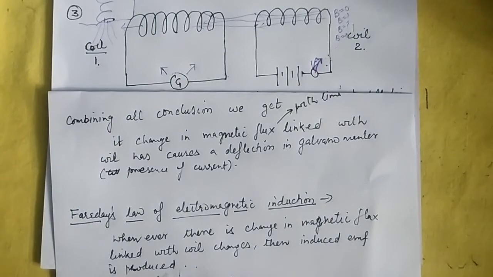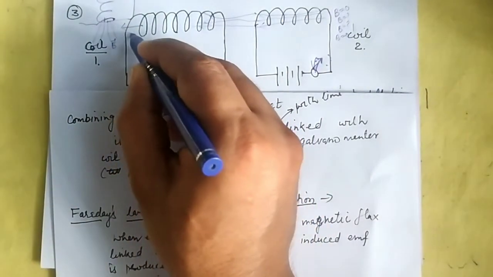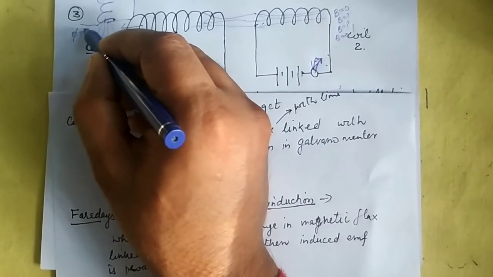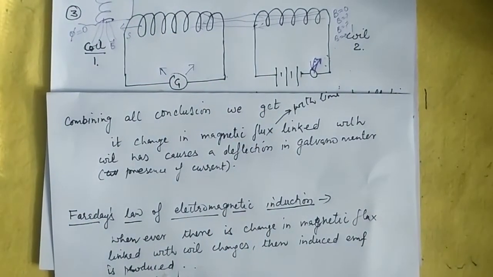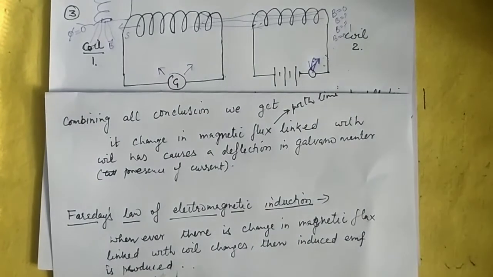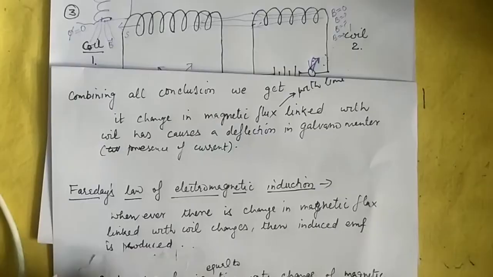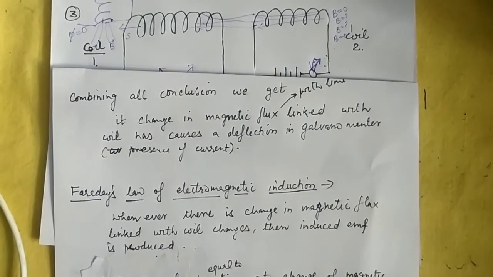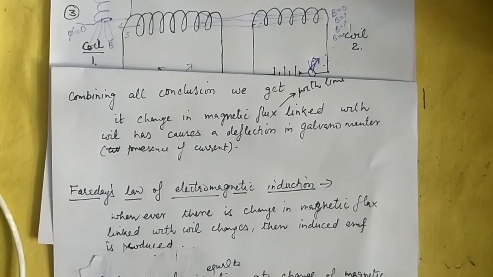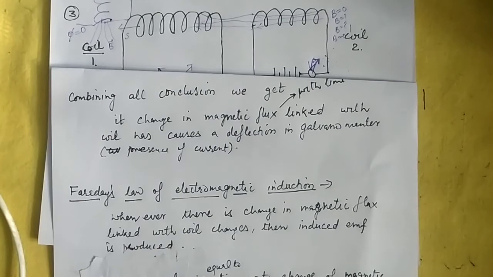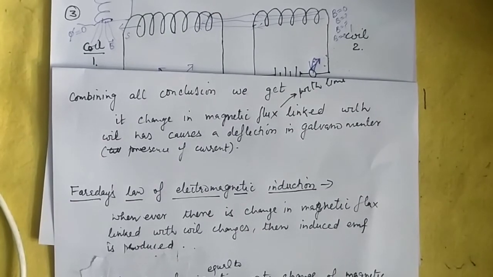We know that when the magnetic field is perpendicular to the surface area, the flux is equal to 0. So it means that a change in the flux must have produced the deflection in the galvanometer. So finally, from all the observations of Faraday's experiments, it is a change in the magnetic flux with time linked with the coil that has caused a deflection in the galvanometer, or the presence of current.